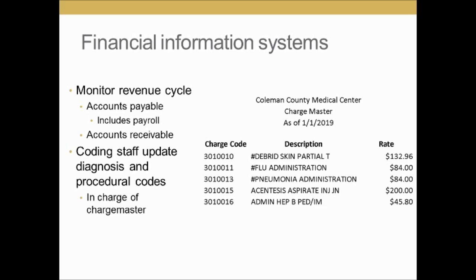And this will be important for coding and billing staff because they're going to constantly update the diagnosis and procedural codes, and they're in charge of the charge master, which is going to have a lot of these procedural codes. On the right here is an example of a charge master. It's going to have all of the commonly used procedural codes and diagnosis codes, their description, and the fee schedule that the provider normally charges for that procedure. So whenever these codes are updated yearly, the billing and coding staff will go in and change those, and that might change also the fee schedule that the provider charges for those procedures.